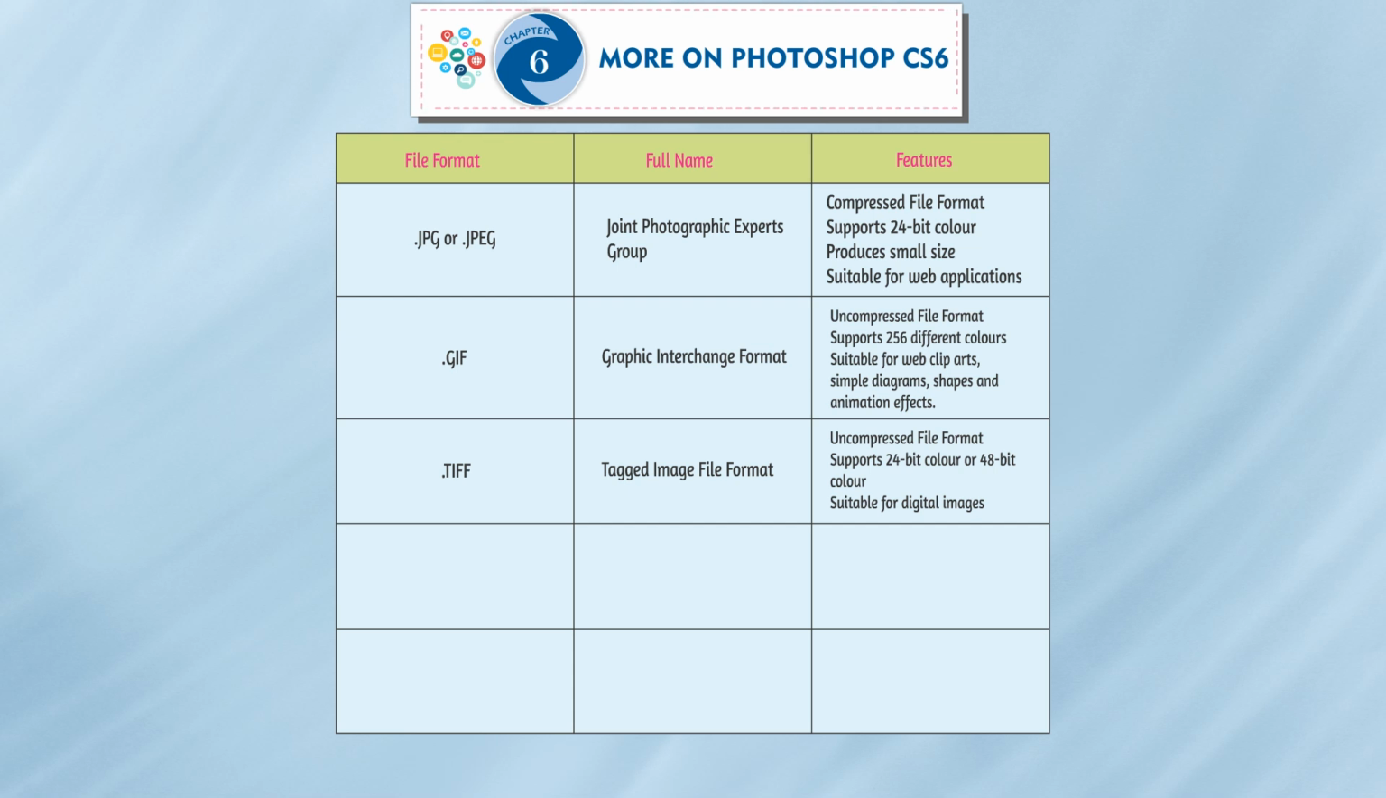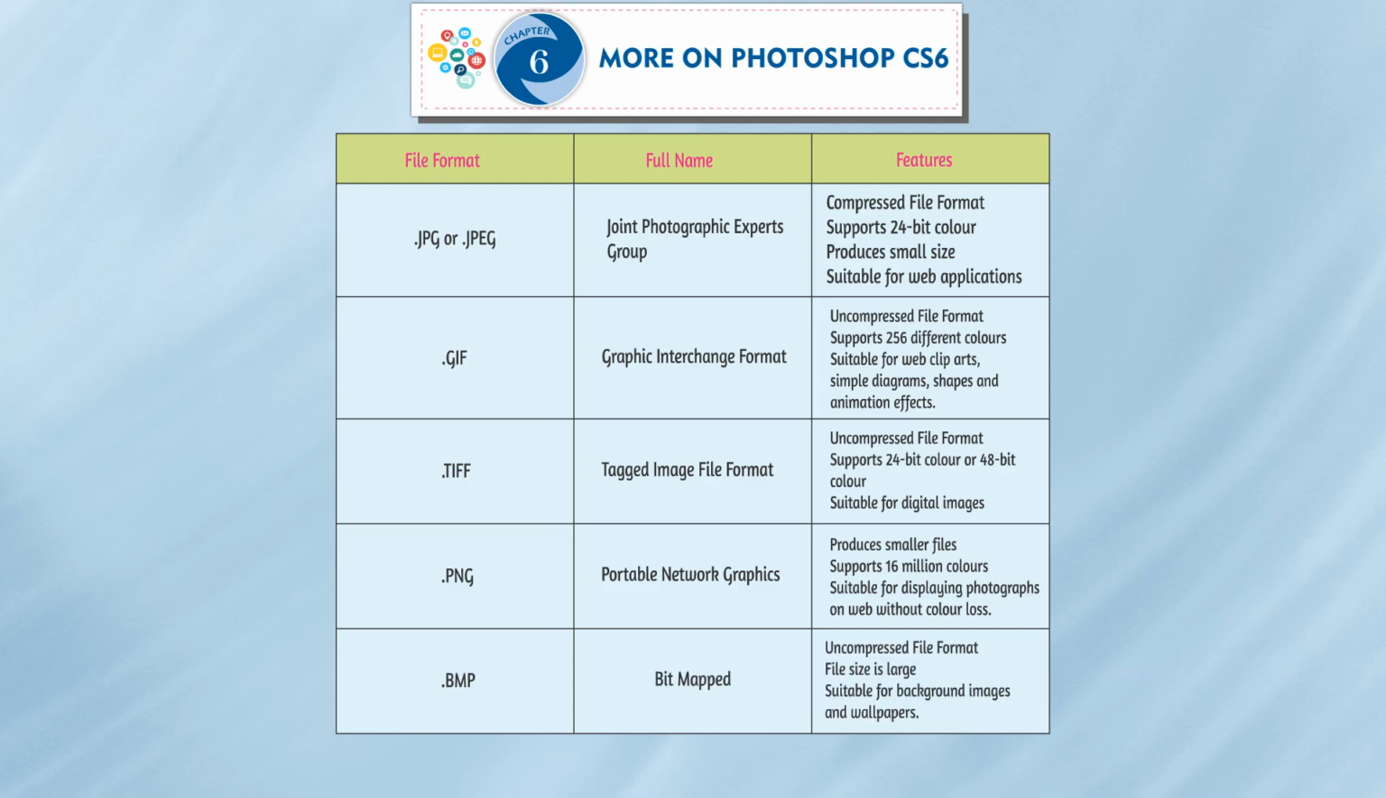.tif, Tagged Image File Format, uncompressed file format, supports 24-bit color or 48-bit color, suitable for digital images. .png, Portable Network Graphics, produces smaller files, supports 16 million colors, suitable for displaying photographs on web without color loss. .bmp, bitmapped uncompressed file format, file size is large, suitable for background images and wallpapers.